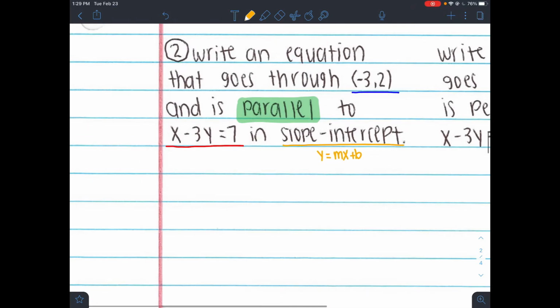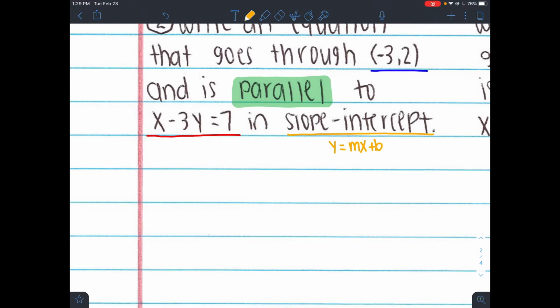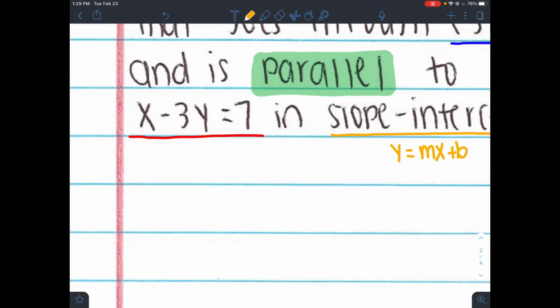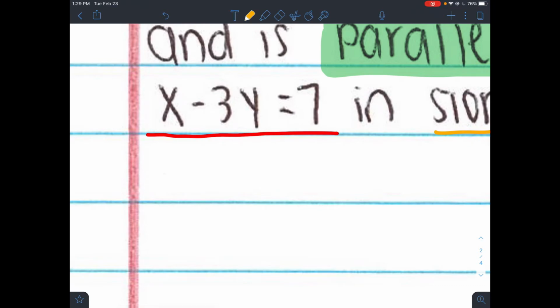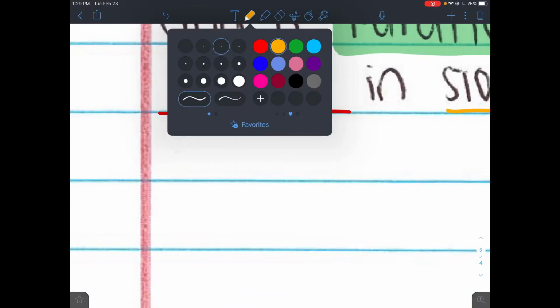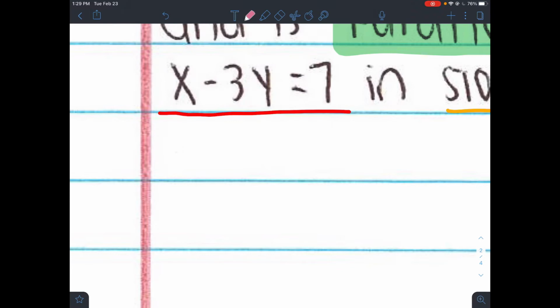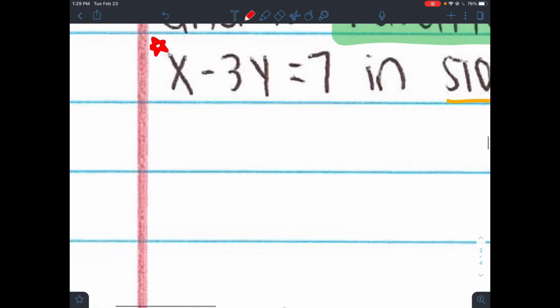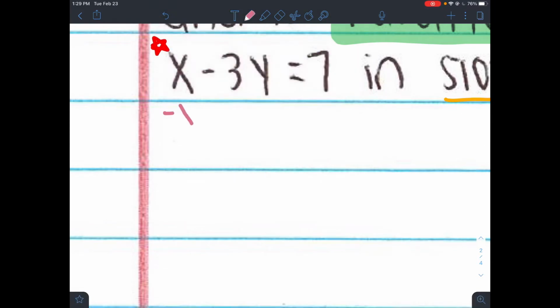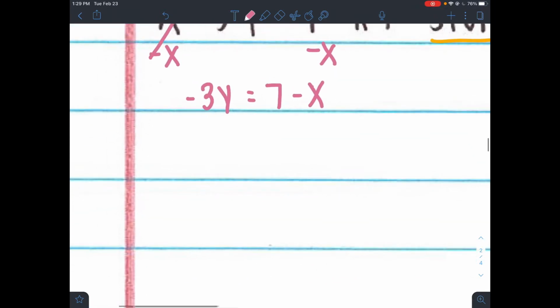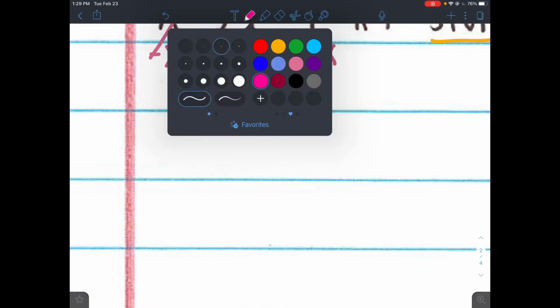All right, so first thing is first, we got to determine the slope. So if we want a parallel line, we have to have the same slope. The question is, do you know the slope of this equation yet? Answer is no, you do not know the slope of this equation because it's not in slope-intercept form. So the first thing we got to do is we need to subtract x from both sides to get y by itself. So subtract x. -3y equals 7 minus x. And then our next step here is we want to divide everything by -3.